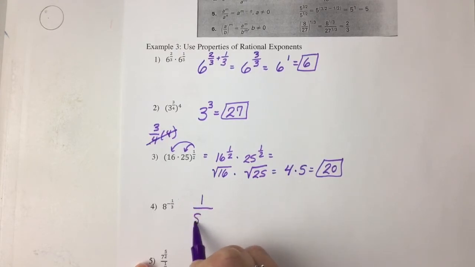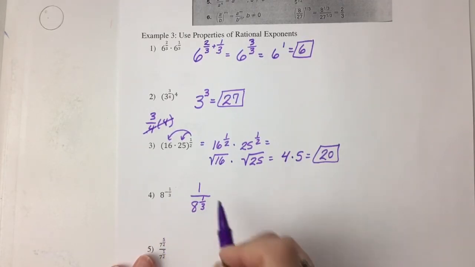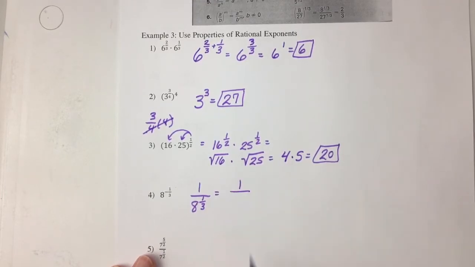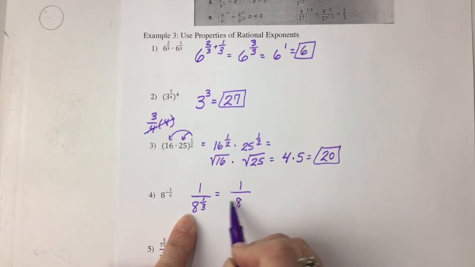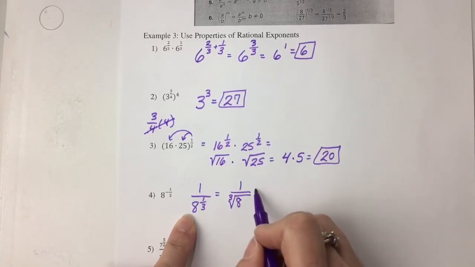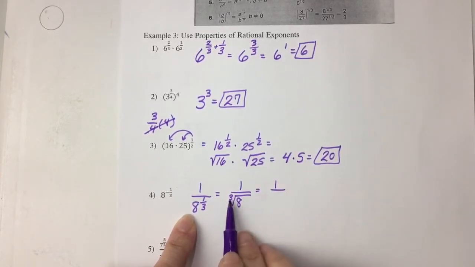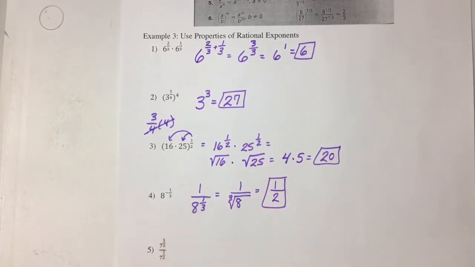So that means 8 would have a positive exponent of 1/3, but it has to be on the bottom. If it's negative, you write it on the bottom as a positive. Now again, we're going back to 7.1. 8 to the 1/3 power, 8 is the radicand. The denominator is a 3, so it is a cubic root of 8. What number times itself 3 times gets you to 8? Well, that's a 2. So 8 to the negative 1/3 power is 1/2.